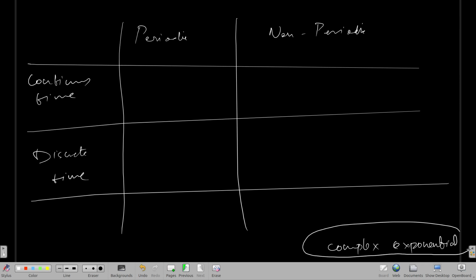This complex exponential is the centerpiece of our logic here. It is probably one of the most important concepts for signal processing or representation of signals, whatever we write. So what do we do? And the continuous version of these you have already learned. What is this? Fourier series and Fourier transform.